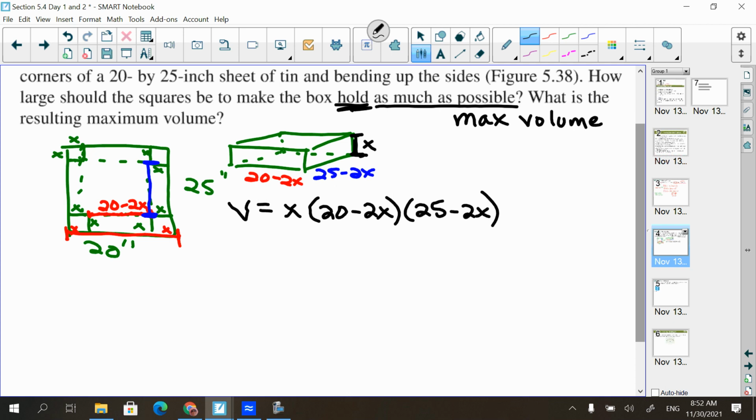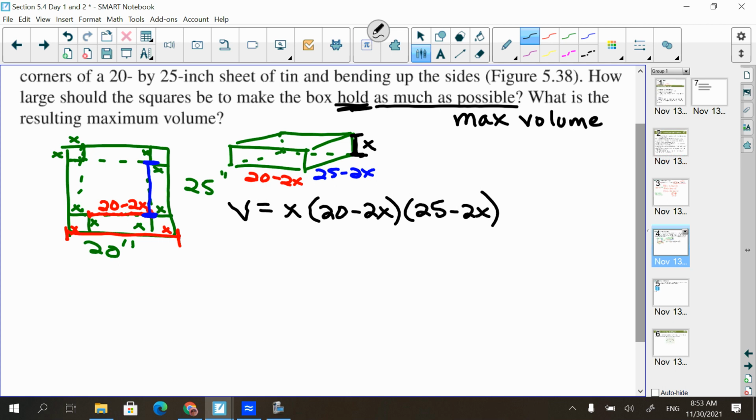Now, I just got done teaching this to my pre-calc class that I teach over at Kent. In their class, we didn't multiply it all out because they don't know calculus yet. So in your past, you didn't have to multiply it out. In this class, we're going to have to find a derivative. Do you know how to take the derivative of a product rule with three things? No, so we have to multiply it out.